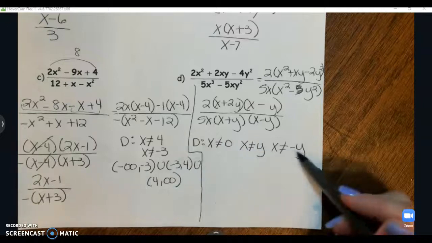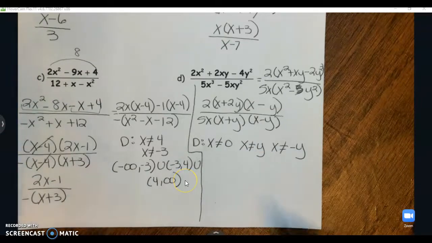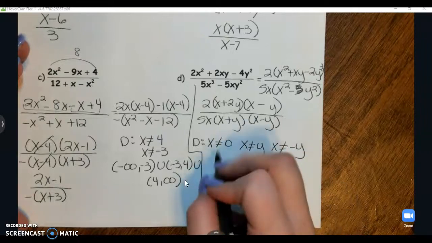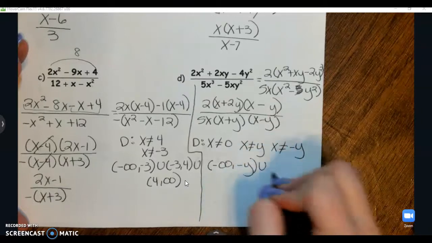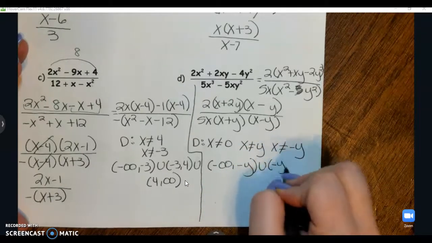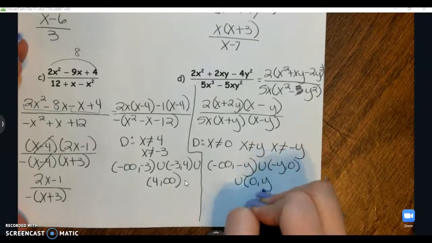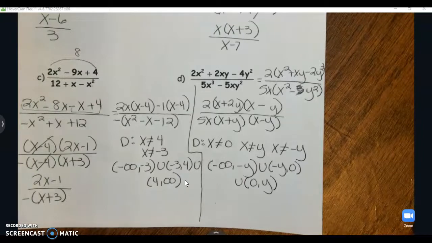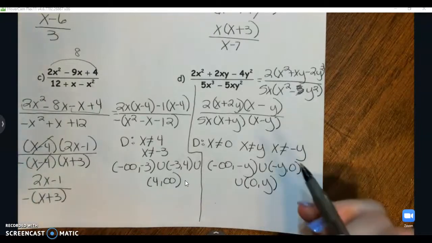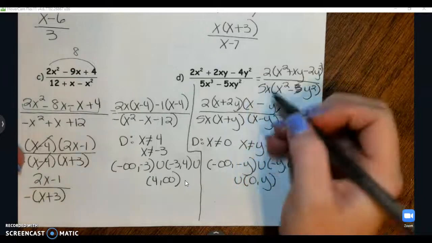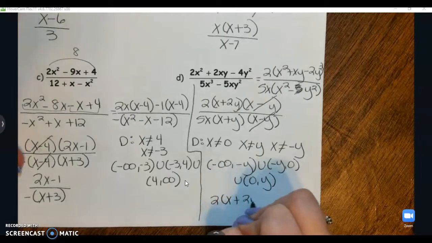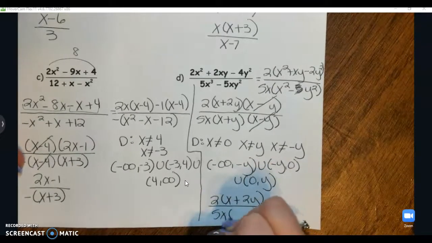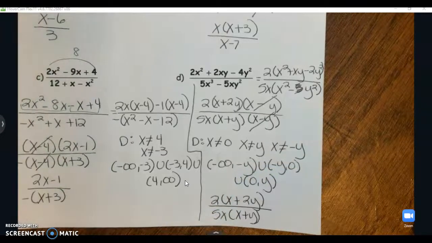And now I don't know what exactly y is. So we're going to go with negative infinity to negative y, to 0, and 0 to y. I'm just going to assume that y is some positive number. And there's our domain. Now lastly, simplifying, the thing they have in common is this x minus y. So then I can bring everything else down. And there is our final simplified expression.